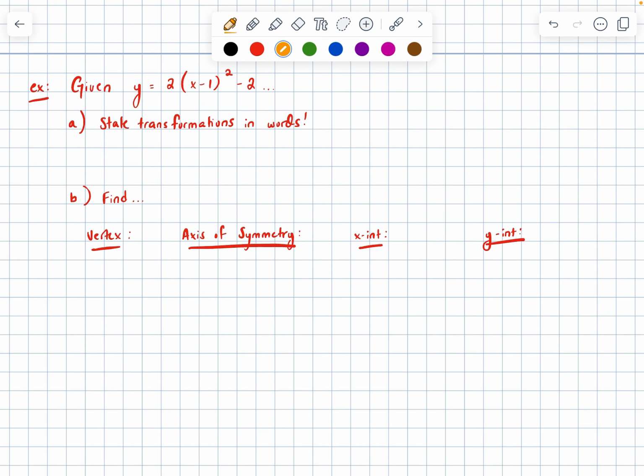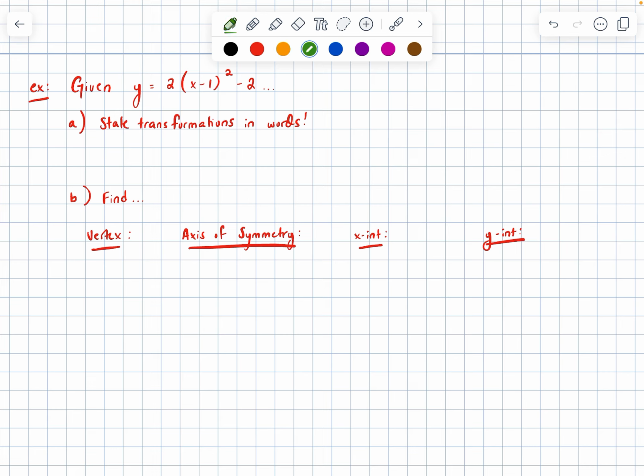We wanted to state our transformations and then use it to find our vertex, our axis of symmetry, and our x and y intercepts. Let's do this first one together, and then I'll give you one more to try on your own. y is equal to 2 times the quantity x minus 1 squared minus 2.